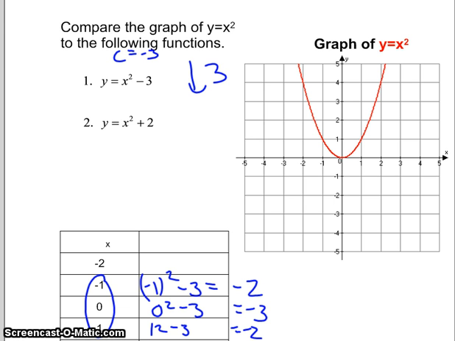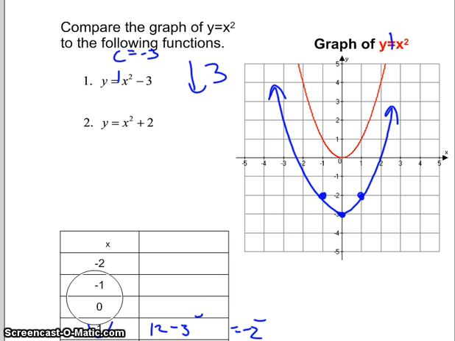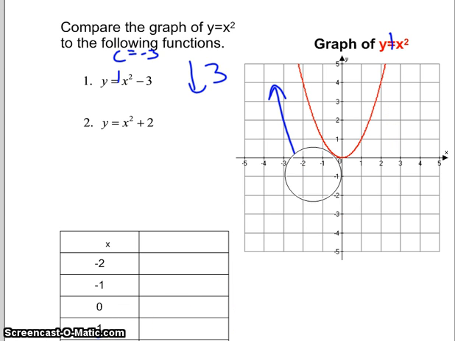So -1, -2, 0, -3, and then 1, -2. And so what we have here is a parabola that has the same width because it has the same a value. The a value is 1, the a value is 1, but it's shifted downward 3 units. Looking at the next example, we see x squared plus 2.